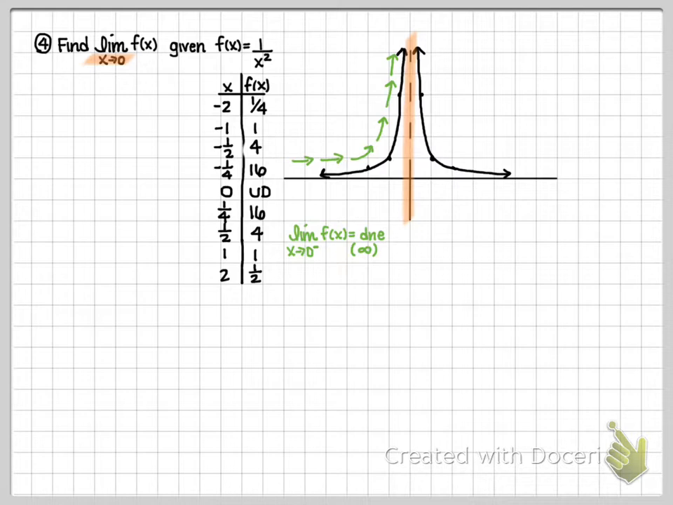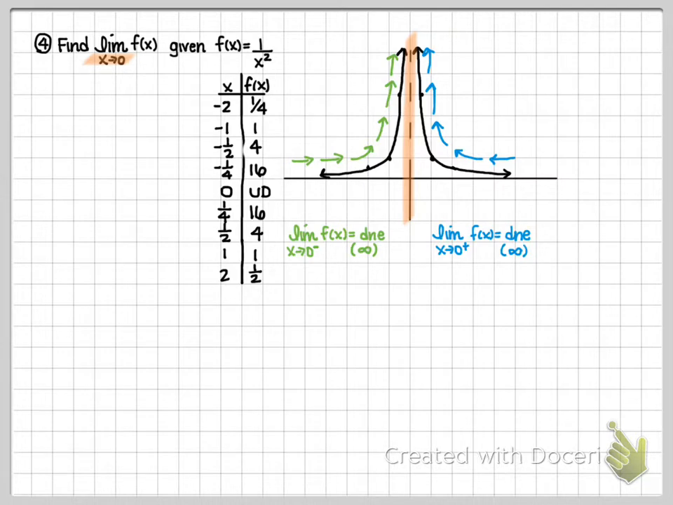So let's do the same from the right. So from the right, hopefully you'll see that the behavior is going to be the exact same thing. It's going to keep blowing up. So I'm not going to actually get closer to any y value. So my limit as x approaches 0 from the right of f of x also does not exist. The reason? Because I am approaching infinity.